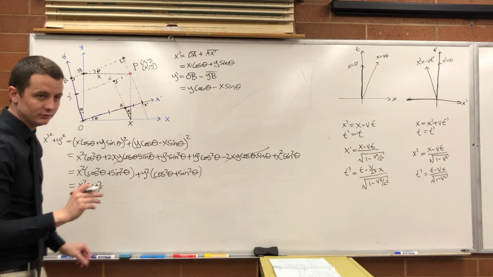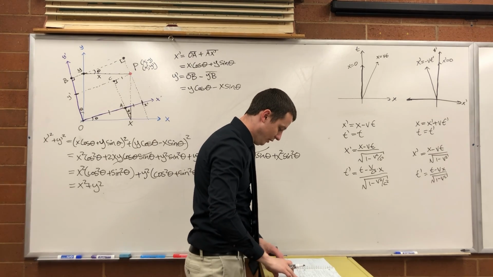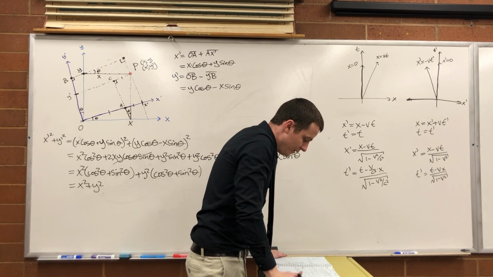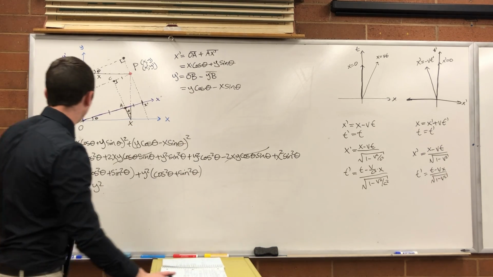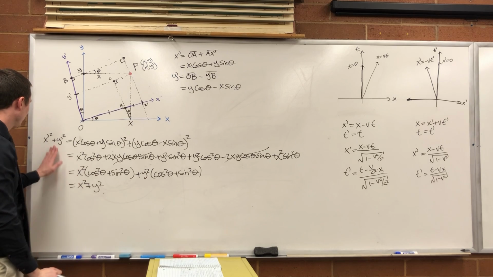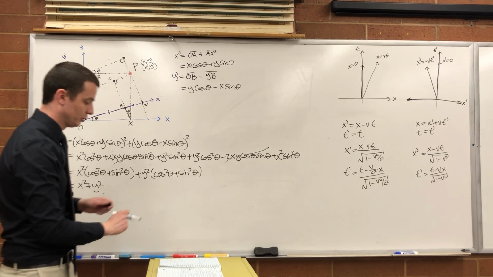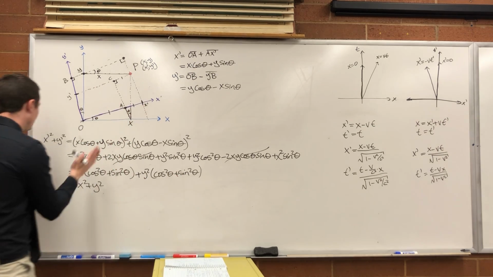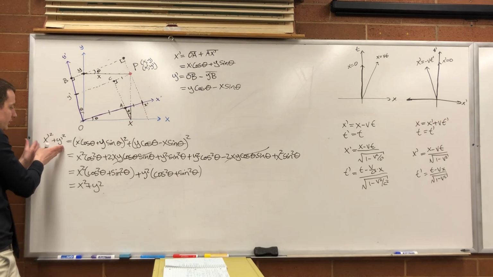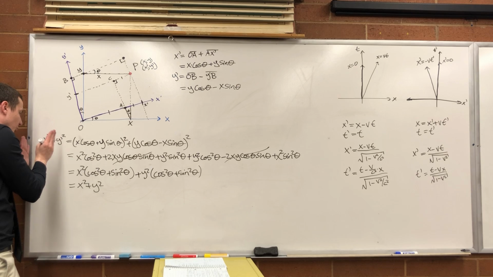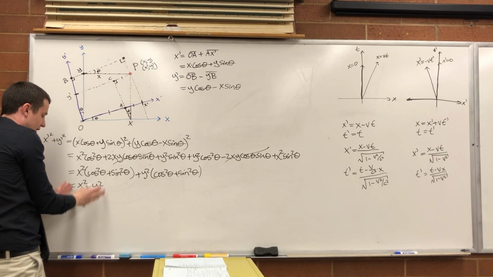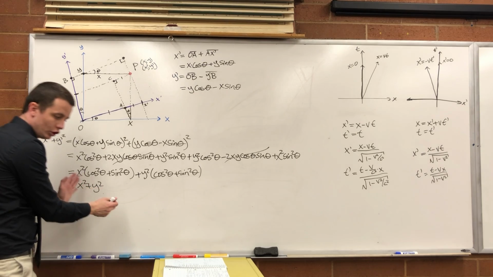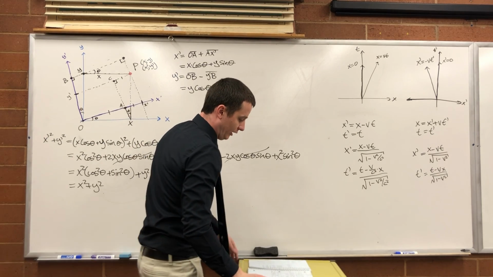Yay, it works. Okay? And so this quantity, x squared plus y squared, or x prime squared plus y prime squared, the sum of the squares of your coordinates, is an invariant. No matter how you rotate it, that quantity, whatever it is in one reference frame, is also the same in another reference frame. Good? Yeah. Okay.